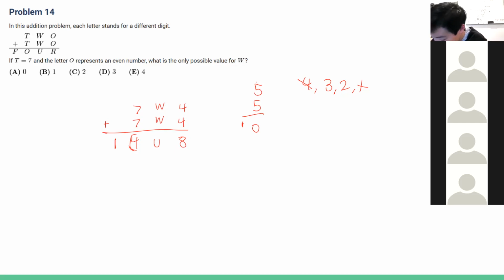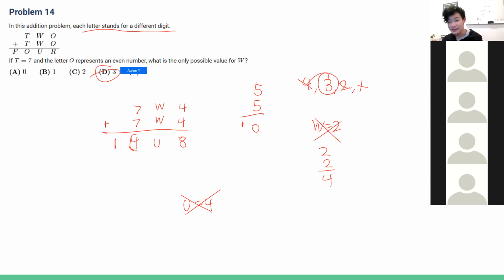If W equals 2, then our equation would be 2 plus 2 is 4, which means U would have to equal 4. And that's not possible because every letter stands for a different digit. We already know O equals 4. So that means U cannot equal 4, which means W cannot equal 2. So our last option is W equals 3. So this one you have to give a little bit more thought into, but it's not that much math related, right? It's more of a puzzle, more of logical thinking. So, pretty fun.